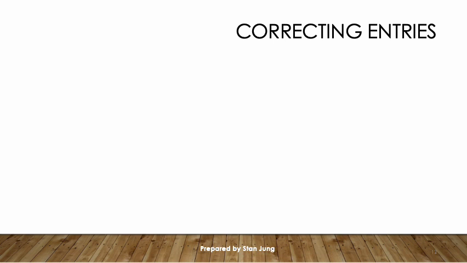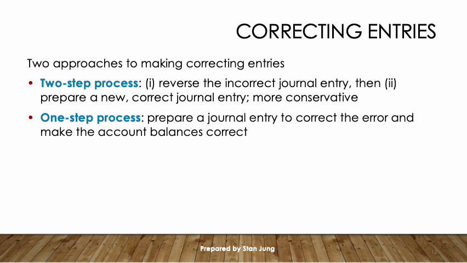There are two approaches to making correcting entries, and I'm going to try to highlight both. The first one, I call it the two-step process, where we reverse the incorrect journal entry, and then we prepare a new correct journal entry. It takes a little bit longer to do, but it's also more conservative. This is the approach that I prefer to take because it's very easy for me as well as other stakeholders to understand. There is a shorter way though.